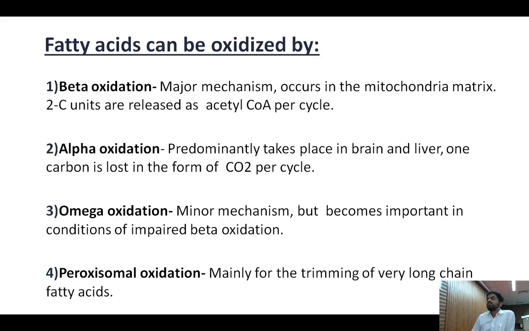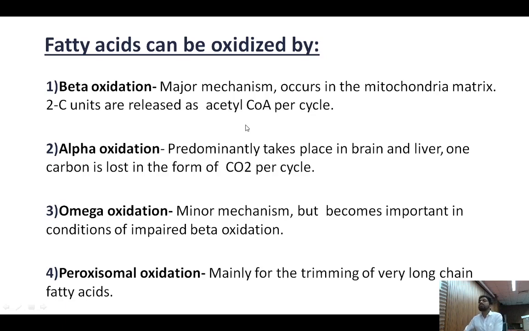Now there are many pathways by which fatty acid oxidation can happen. We saw that biosynthesis happens by one pathway, but oxidation can happen by many pathways. The major and most important pathway is beta oxidation. Others are alpha oxidation, omega oxidation, and peroxisomal oxidation. Beta oxidation is the major mechanism, which occurs in the mitochondrial matrix, so remember the site. And here two carbon units are released as acetyl coenzyme A per cycle.